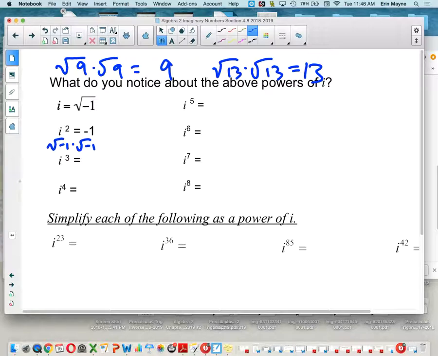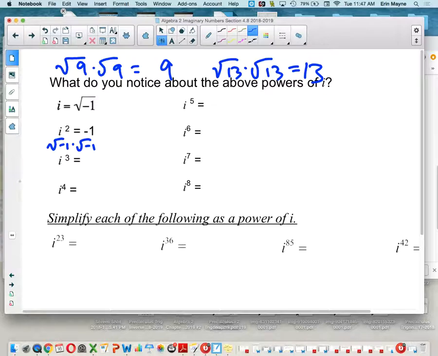So following the exact same pattern, if I take the square root of -1 times the square root of -1, what do I get? -1. And now for the first time ever, I can do a square root times a square root and get a negative. You might find it weird, but if you're generally with me, raise your hand.